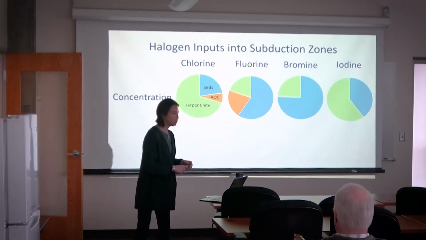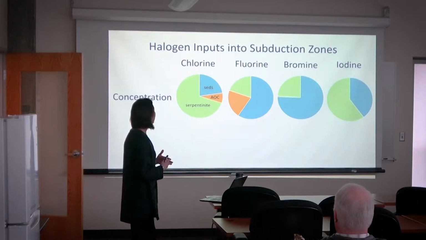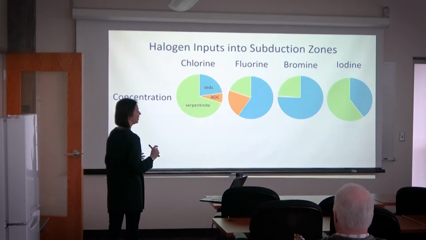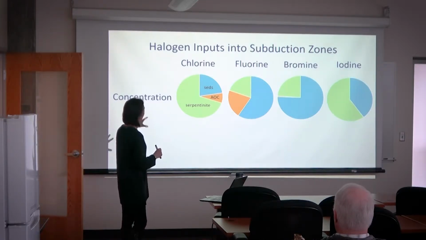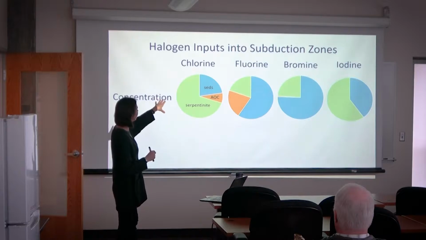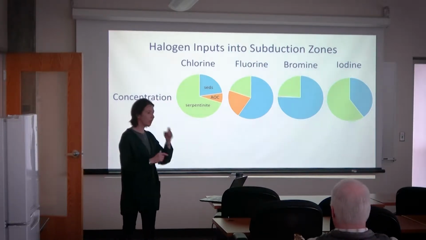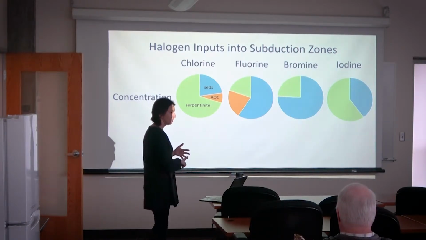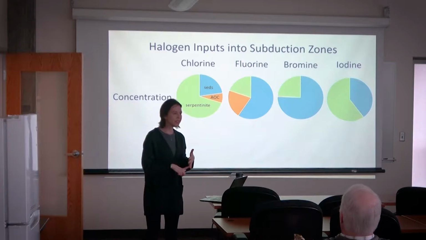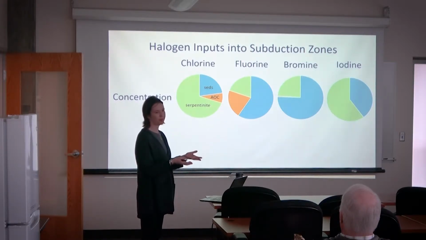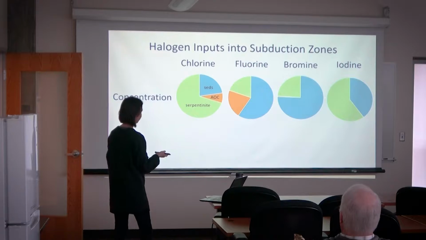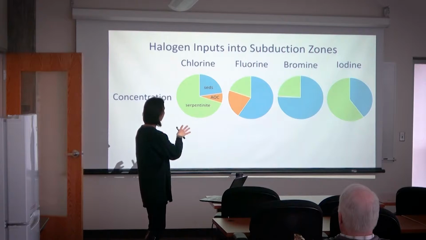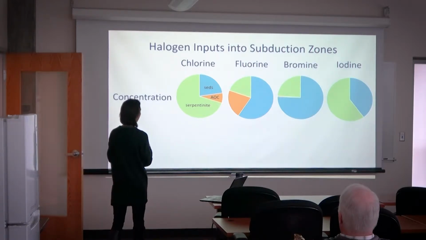So if we start off by looking at halogen inputs into the subduction zone, here I've done some very basic pie diagrams looking at average concentrations of chlorine, fluorine, bromine, and iodine in sediments, altered oceanic crust, which is AOC, and then serpentinite. I don't have sedimentary pore fluids here, because I'm assuming that most of the sedimentary pore fluids are squeezed out at relatively shallow depths. There are still some unknowns, particularly in terms of bromine and iodine, but we're starting to get a pretty good handle on where these different halogens are hosted.